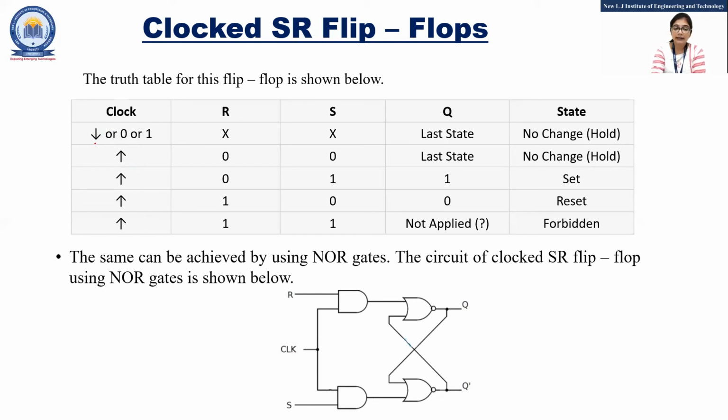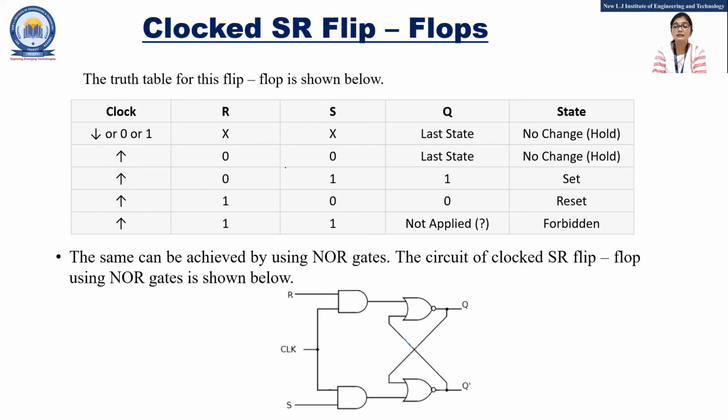So whenever there is a negative edge clock pulse, or either 0 or 1, in these cases, if R and S are 0 or 1, there is no change in the output state. Now here this indicates the positive edge triggering clock pulse. So now the first case, suppose 0 0, so we'll get the last state.